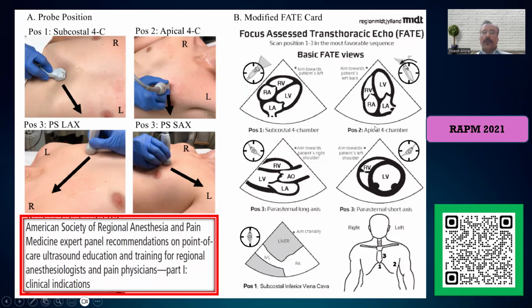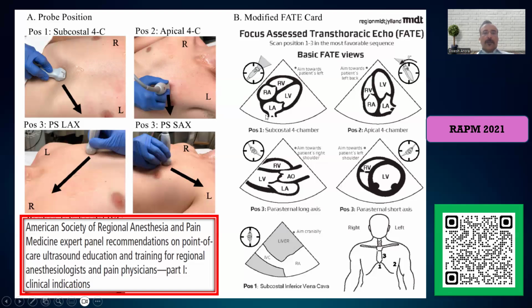Before actually delving into these two views, we would like to recap what we know from the FATE examination. These are the basic FATE views. The subcostal four chamber, which is position 1. As you can see for yourself, the orientation marker is towards the patient's left, and cock to grip is used, and we try to look at all the four chambers.